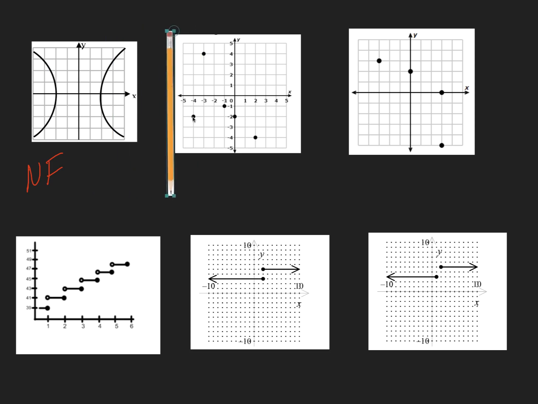Now, sometimes you're given these points. So notice I have points that have been plotted. And you have to figure out whether it's a function. So take your pencil and we're going to put them at each individual point. Notice when I put my pencil here, my pencil is touching just one point. Okay, if I put the pencil here, it's touching one point. If I put my pencil here, it's touching one point. Here, touching one point. And here, it's touching one point. Therefore, this is a function.